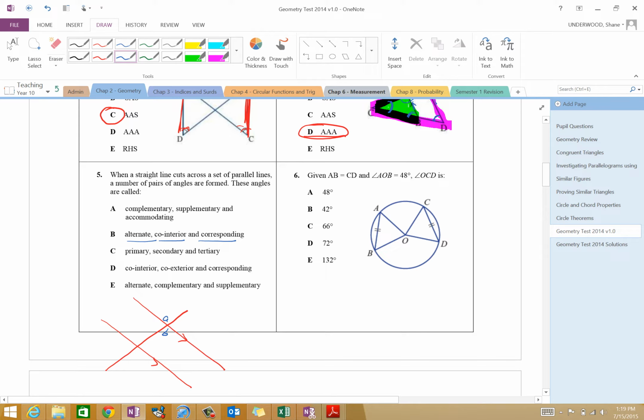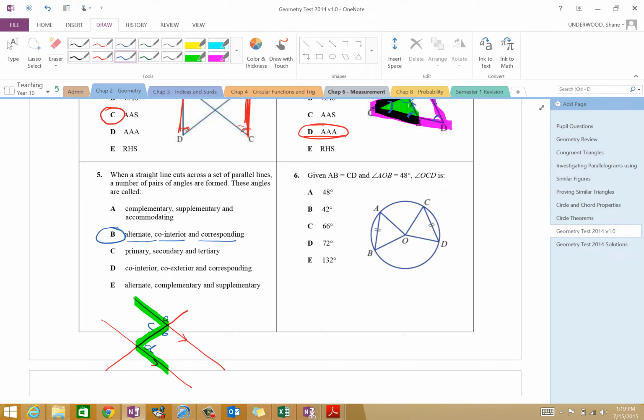Well, because we have alternate angles, we're talking about this little Z thing. Remember the Z thing? Okay, so if I had angle C and angle D, what can you tell me about angle C and angle D? They're the same, aren't they? So, it's a tricky one, especially if your English isn't so up to speed, but we're creating alternate, co-interior and corresponding angles.